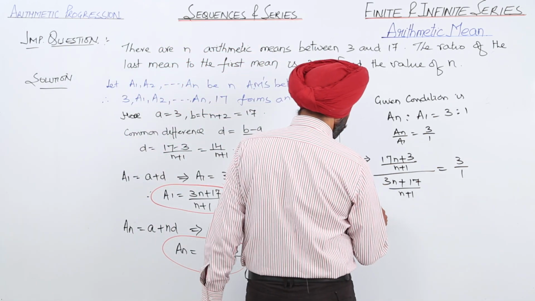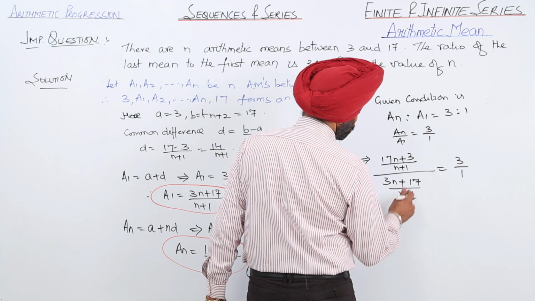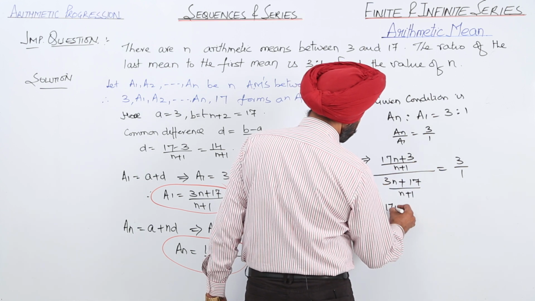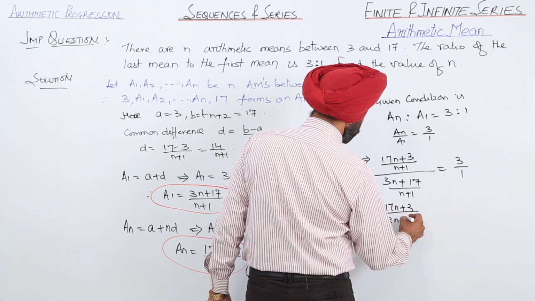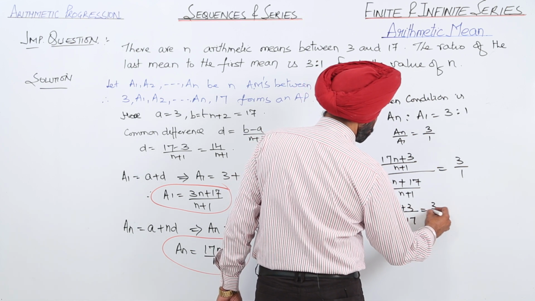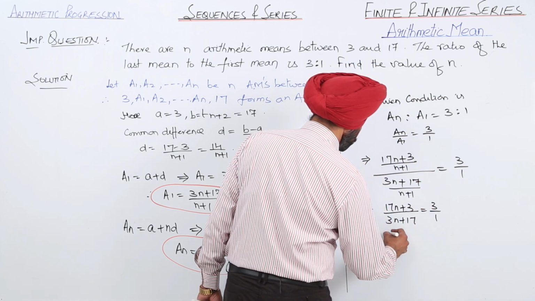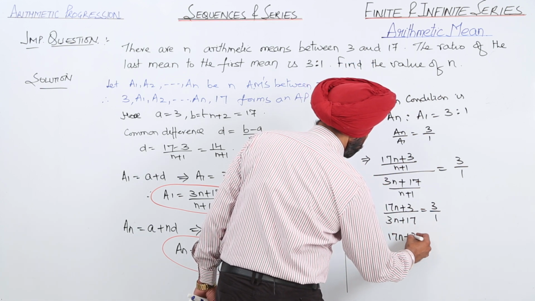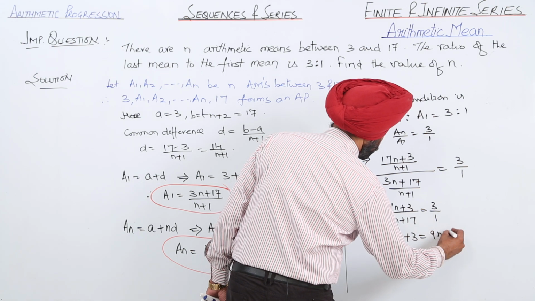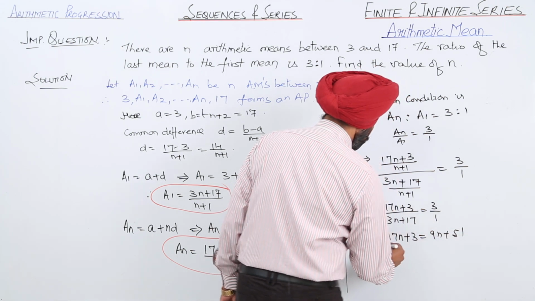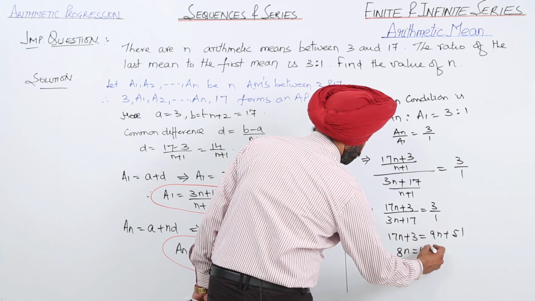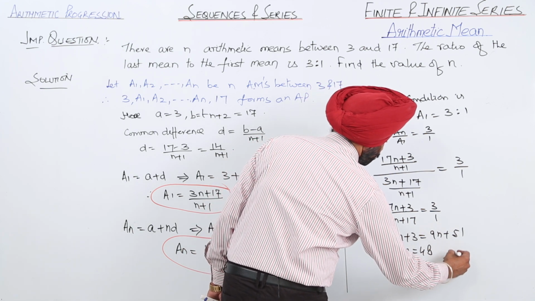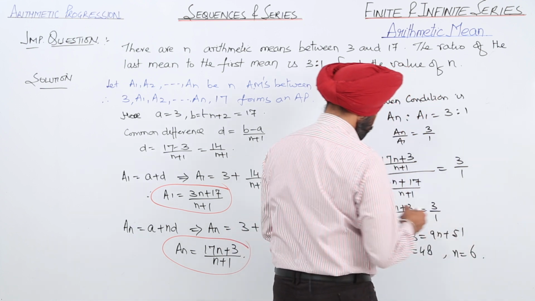So what are we left with? We are left with (17n plus 3) upon (3n plus 17) is equal to 3 upon 1. Now, 17n plus 3 is equal to 9n plus 51. Sorry, 8n is equal to 48, therefore n is equal to 6.